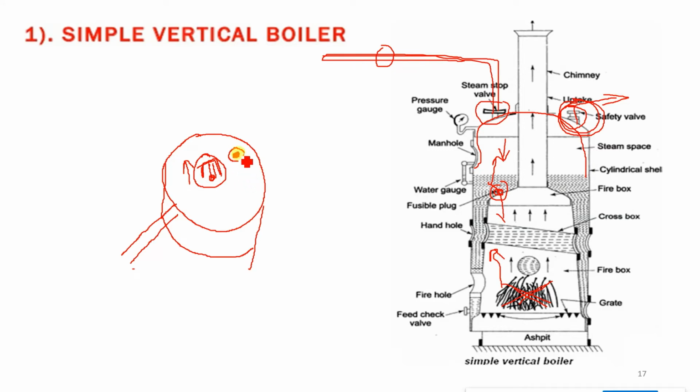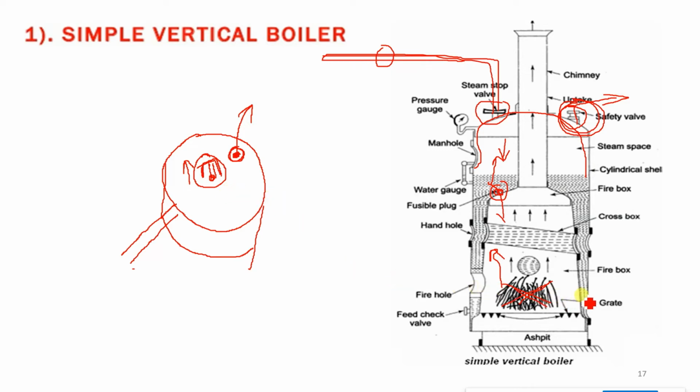Okay, to avoid that condition, a fusible plug is also provided here. At the center of the fusible plug, one material is there which melts at high pressure and creates the opening, and when it opens, it exhausts the steam outside, and pressure inside the pressure cooker decreases.